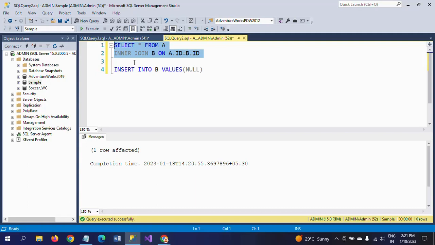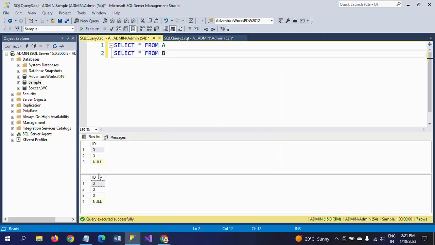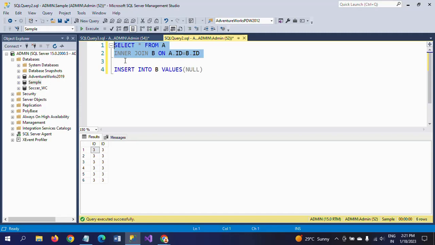Inner join will put only matching records. So I am applying inner join where the null value is there in 2 tables. It will pick only 6 records. So it doesn't consider null as the integer value, null as the database type value. That way it will pick only 6 records.